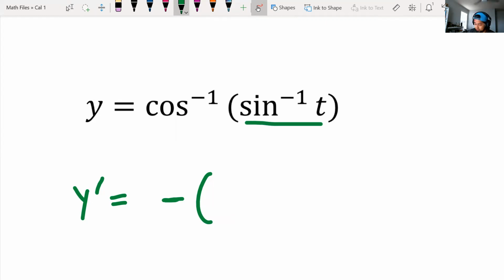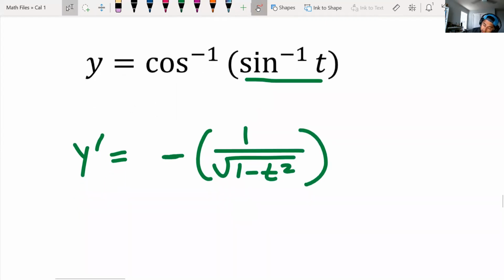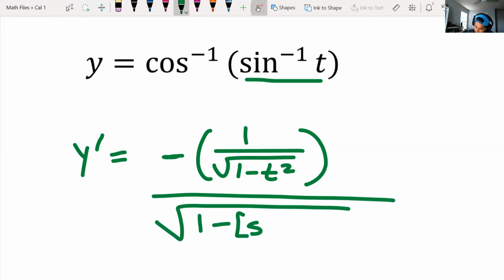Just pretend 1 over x is t. Good. 1 over the square root of 1 minus t squared. There you go. There's the derivative of the inside function. And now we put it over the square root of 1 minus the inside function. Just use my brackets. Squared. Okay.